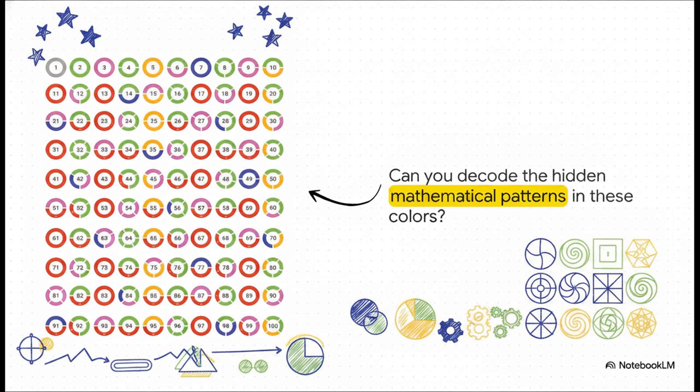So I want to leave you with this provocative thought as we wrap up. Look closely at this grid. Based on everything you now know about finding common ground, can you decode the hidden mathematical patterns in these mystery colors from 1 to 100?